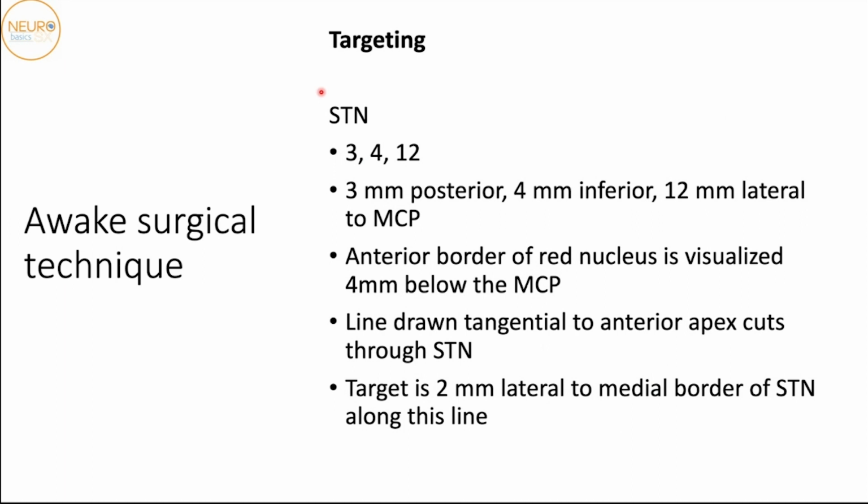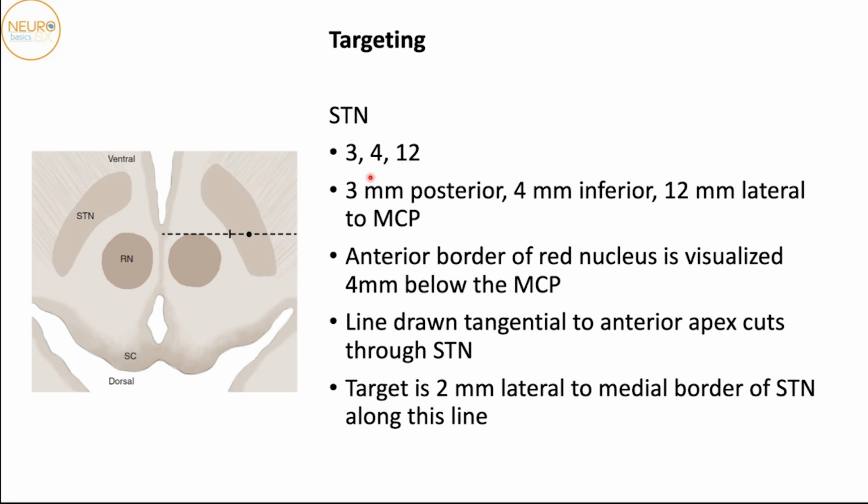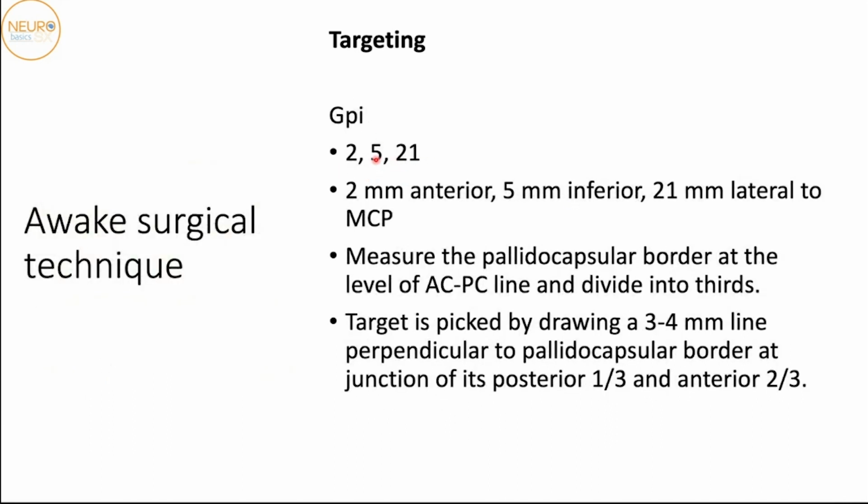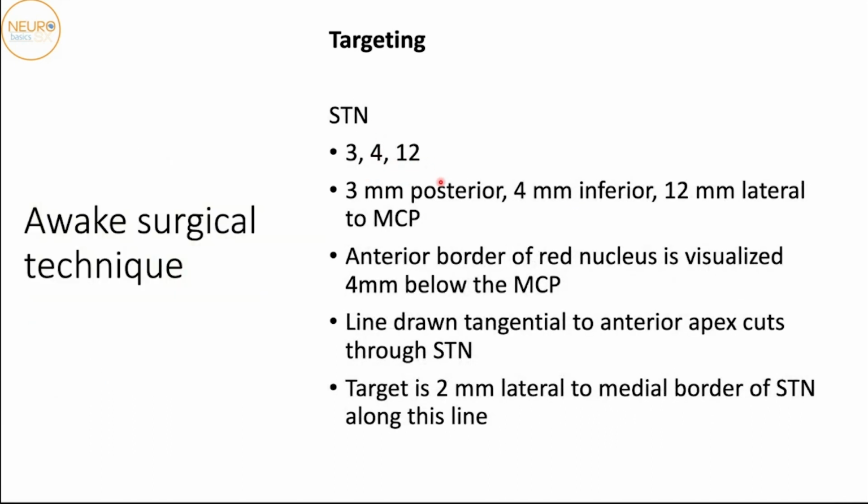Right. So once we get those images, we can get coordinates to target the STN or the GPi or whatever nucleus we're targeting. When it comes to STN, the numbers to remember are 3, 4, and 12. And when it comes to GPi, the numbers to remember are 2, 5, and 21. Again, nothing to memorize. If you're able to remember, good. If not, it's fine. But it's quite easy, 3, 4, and 12. So STN is 3 millimeter posterior, 4 millimeter inferior, and 12 millimeter lateral to the mid-commissural point.